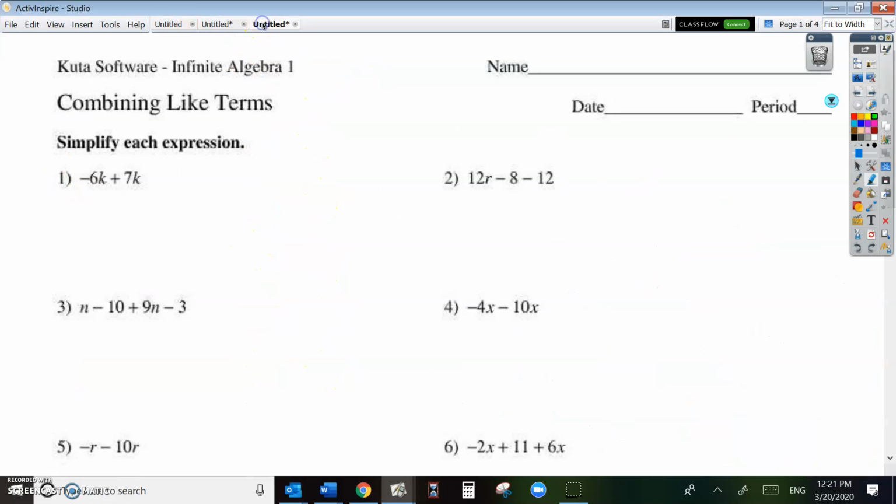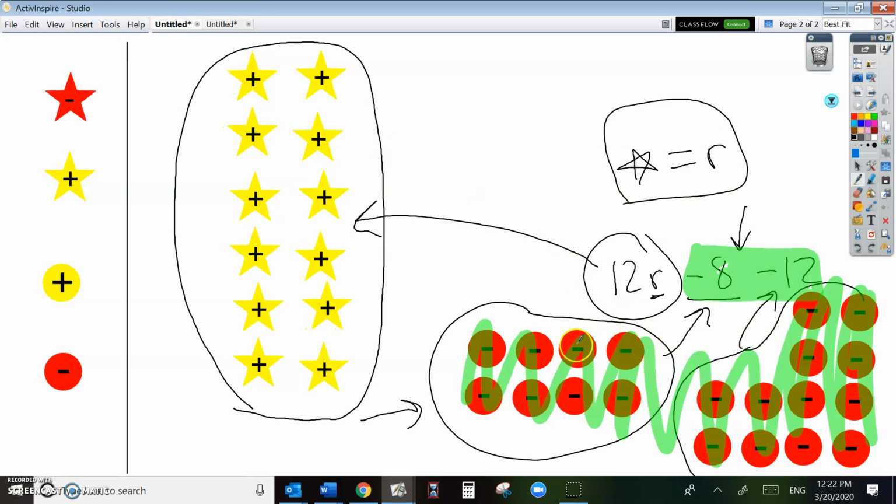For the problem we just looked at, we had two different types of things in problem 2. We had r and we had constant terms. 8 and 12 are constant terms because they're not being multiplied by anything. This here is 12 times r. 8 and 12 can be combined just like we saw here because they're the same thing. They're like terms.